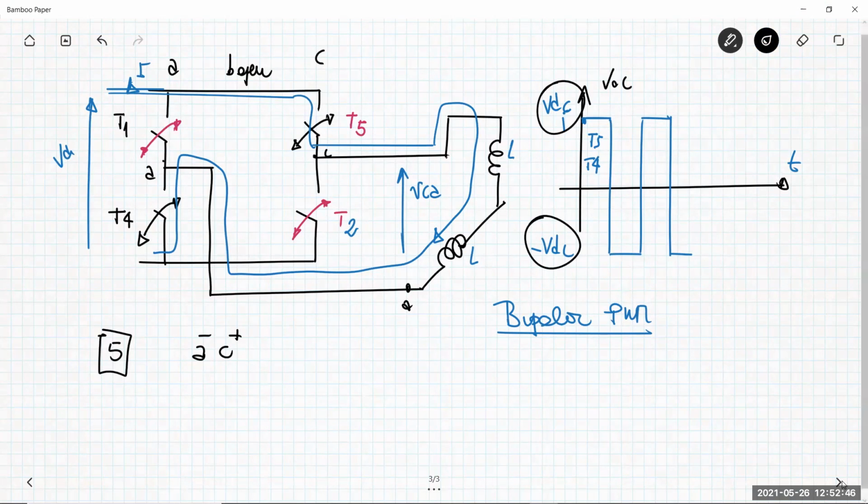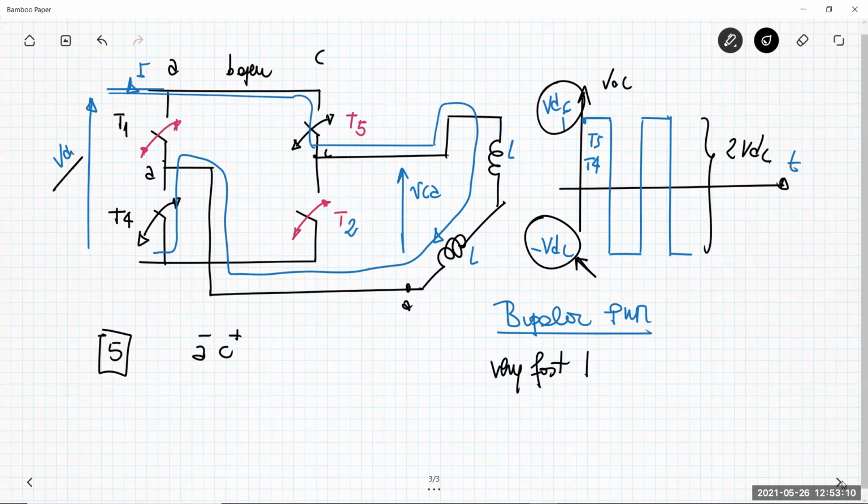In that situation, you have exactly that situation, because you have a peak-to-peak voltage ripple which is 2 times VDC. The negative voltage is the largest possible, so negative input supply voltage, and the positive one is plus VDC. So in that situation, you have a very fast transient response.